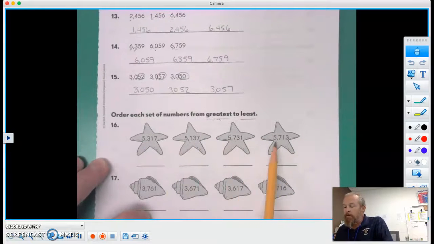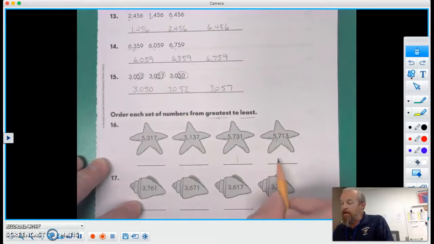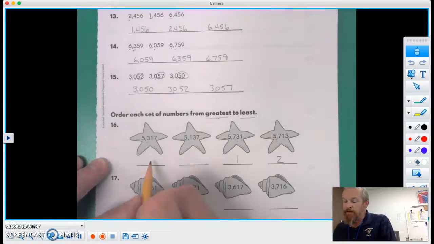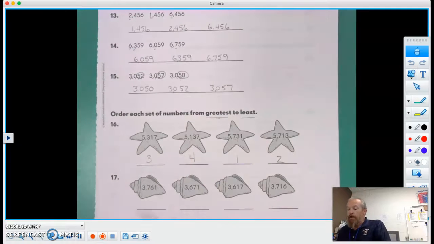So 300, 100, 700, 700. So it's got to be one of these two. And I see 731 is greater than. So this one was first. That is second. 300 is greater than 100. So this is third. And this one is fourth. Again, greatest number here.